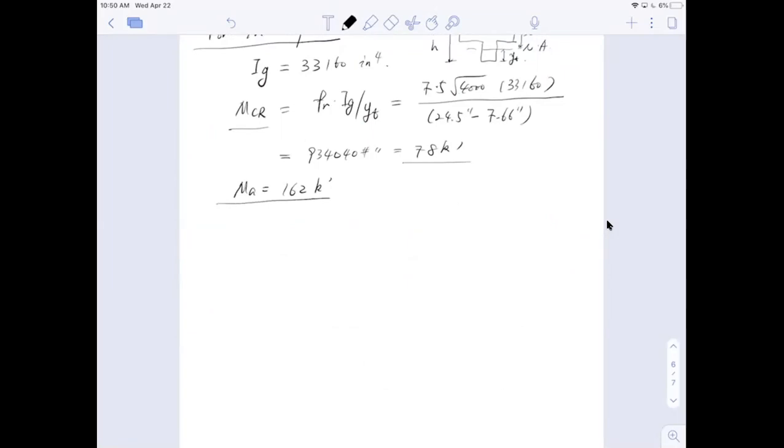So once I have that, let me just strictly get a ratio. The cracking moment divided by the applied moment equals 78 divided by 162. I have 0.481. Okay.